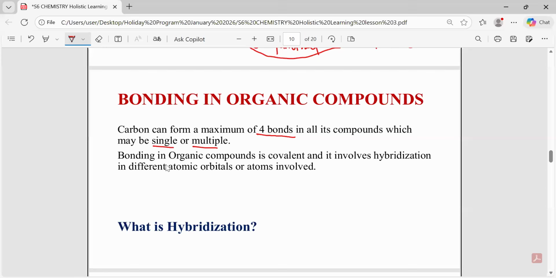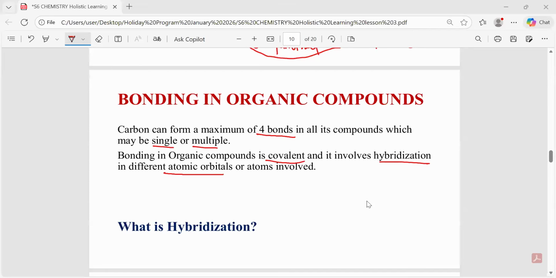Good. Bonding in organic compounds is covalent, and it involves hybridization in different atomic orbitals or atoms involved. Any question on that? What is hybridization? Okay, good. Thank you very much. You can mute, and then Ruth can answer for us what hybridization is. Yes, Ruth.